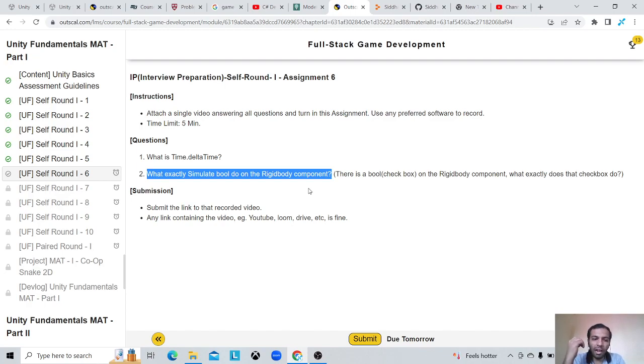So there are many situations where we want to use a dynamic Rigidbody, but we do not want it to get affected by other forces, or by gravity and stuff. At that time, what we can do is add a dynamic Rigidbody and say, okay, the simulation of this Rigidbody is false. So we uncheck the box, and that will do the trick.